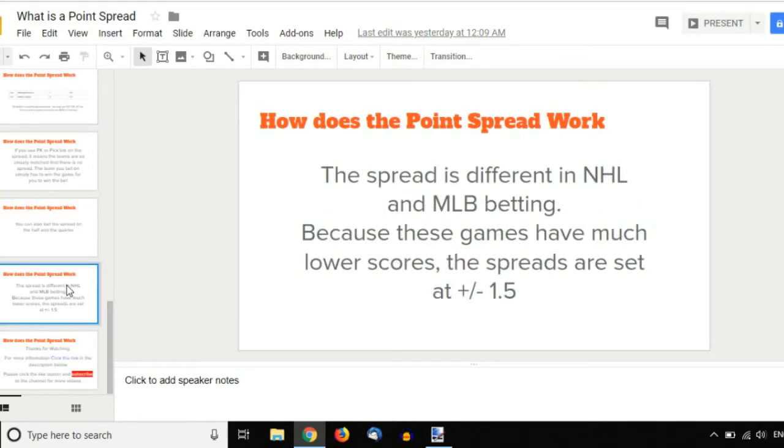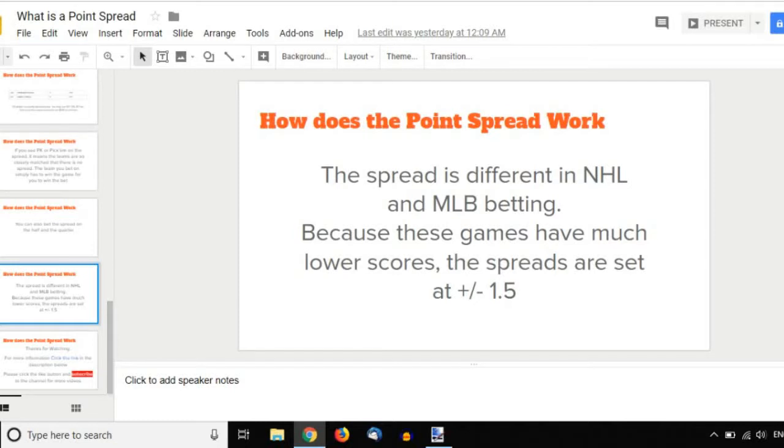In other sports, the spread works a little bit differently. In NBA basketball, college basketball, and football, it works pretty much the same. But when you get into some of the lower scoring sports like NHL and MLB, baseball and hockey, there are a lot lower scores. So the spreads are set at plus or minus 1.5. So you have the favored winner, and they just have to beat the spread by 2 points. Basically, that's all it boils down to. So that is the point spread in a nutshell.